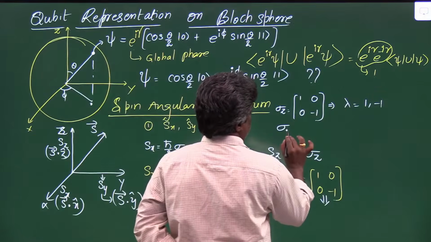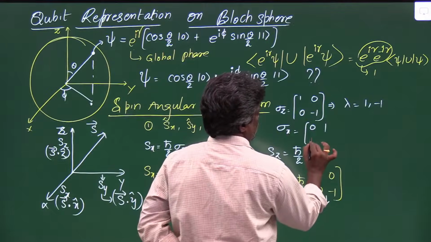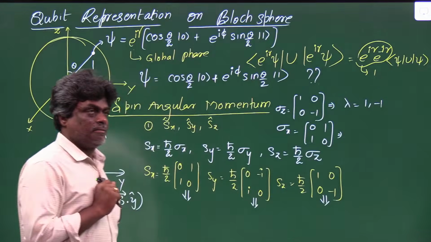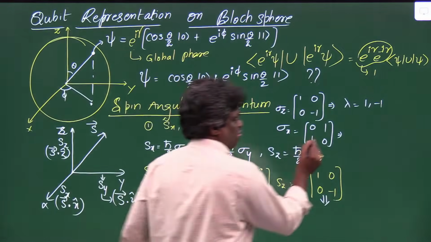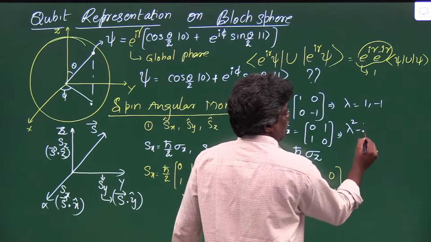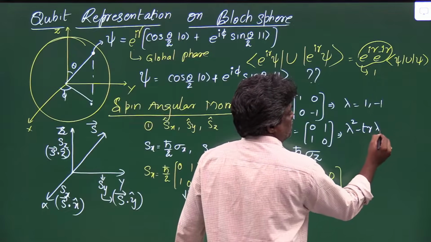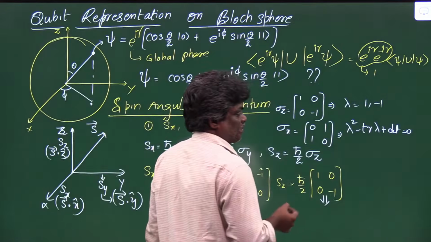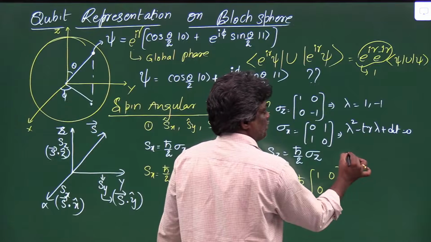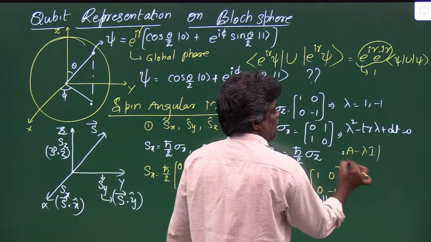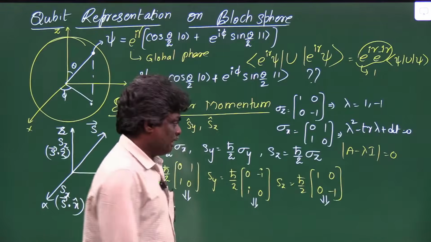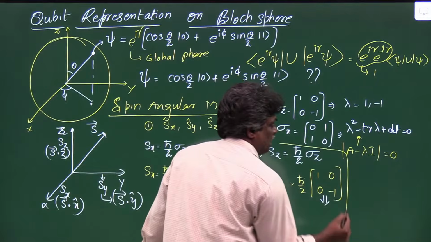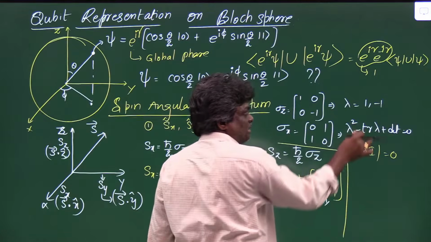Similarly, if you take sigma x, that is 0, 1, 1, 0. Do you know how to find the eigenvalues of a 2 by 2 matrix? Lambda square minus trace lambda plus determinant equal to 0. No problem, if you don't know, you know this: determinant of A minus lambda I equal to 0. This and this both are the same. After simplifying you will get this only.